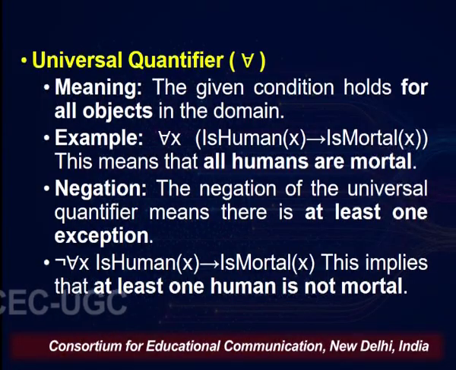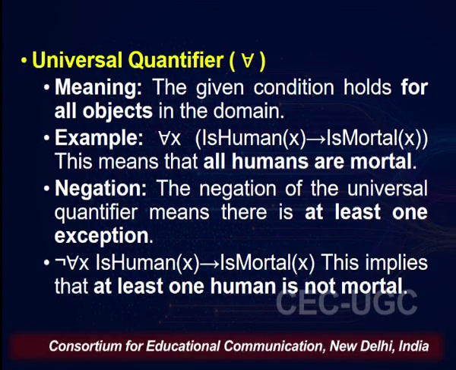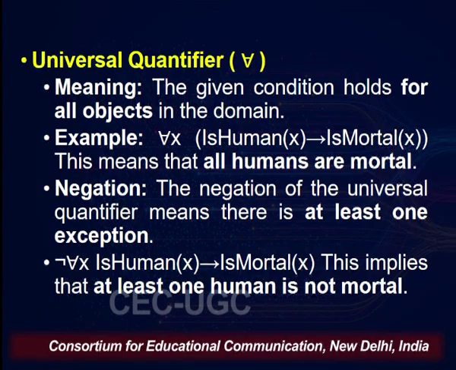Now, apart from these predicates, we talked a lot about quantifiers, which allow us to specify the scope of variables, and we have seen that there are two quantifiers. One is the universal quantifier, for all. This means that the given condition holds for all objects in the domain. So, for example, for all X, is human X implies is mortal X, that means all humans are mortal. So, if X is a man, then X is mortal.